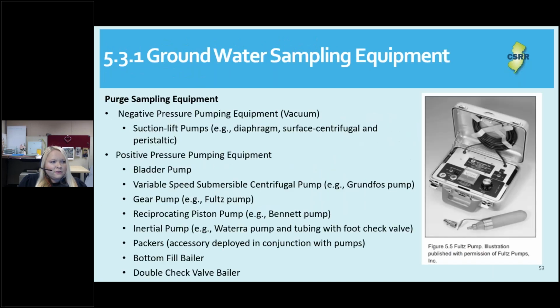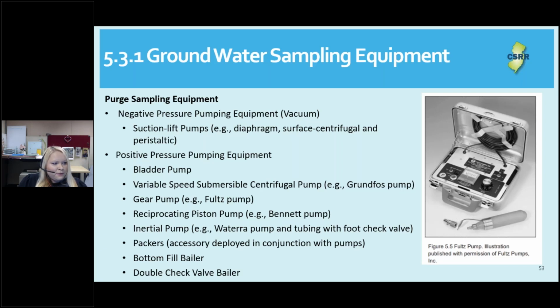Next slide. Section 5.3.1 is groundwater sampling equipment, and it begins with purge sampling equipment, which basically is pumps and bailers. Again, brands listed here are for descriptive purposes and are not an endorsement and don't cover all possible types of pumps. This section was reorganized into negative and positive pressure pumping equipment.